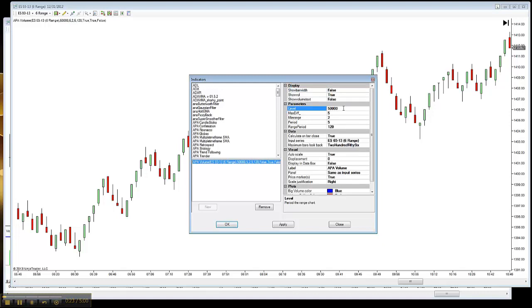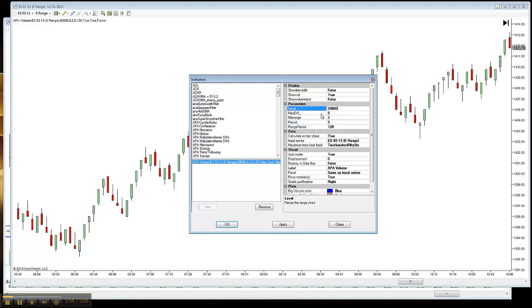Just starting with the normal parameters here, we have these levels that we can pick, and because APA Volume is actually a multiple time frame indicator, we can choose what minute time frame we are pulling our data from. So when we're looking at the volume spikes in the market, which is what APA Volume really does very, very well, we can decide what minute time frame we want to pull that off of. So I'm going to put the 5 minute here and 50,000.